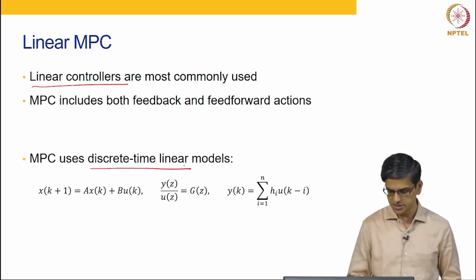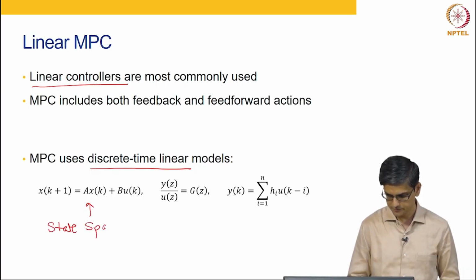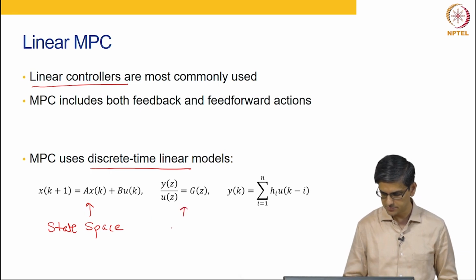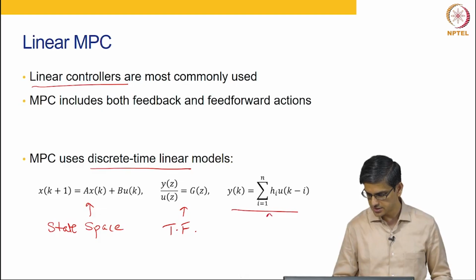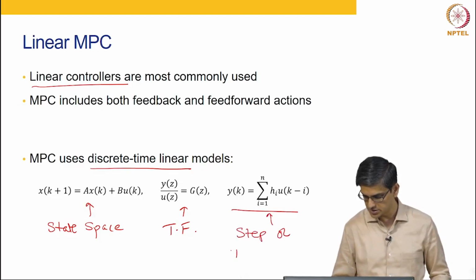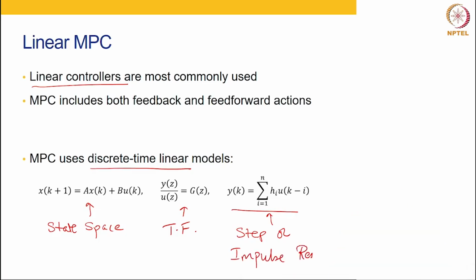Okay. Now, the discrete time linear model, this is an example of a state space model, this is an example of a transfer function model, okay, and this is an example of step or impulse response models. So, we are going to talk about all of these 3 models in the next week.